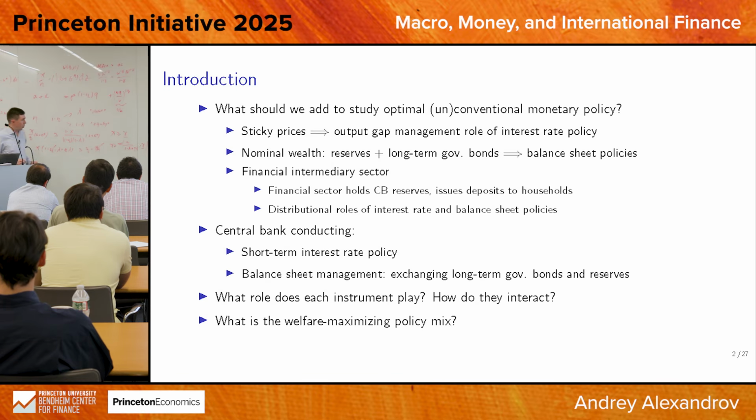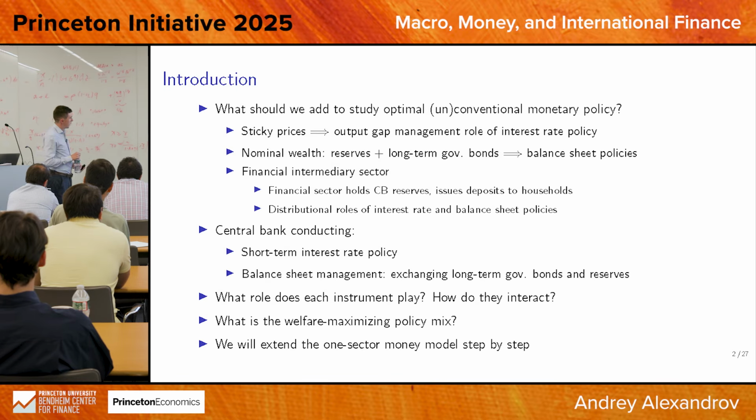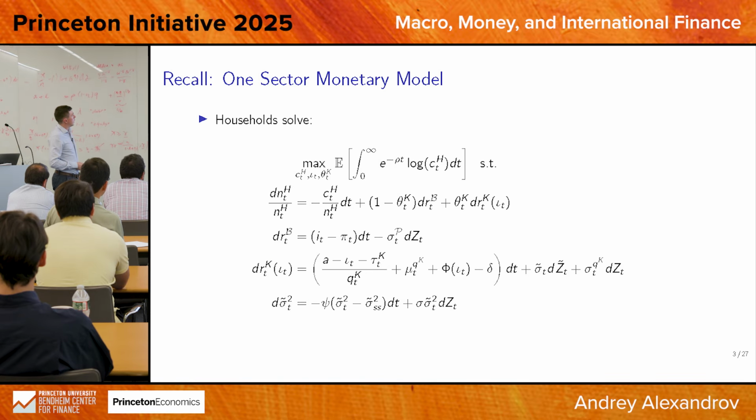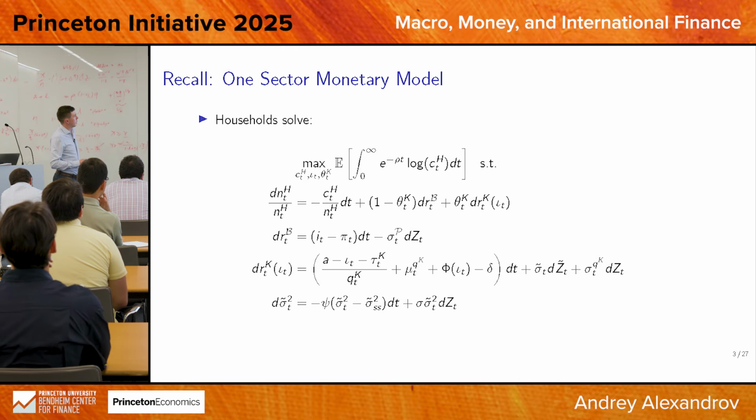All right. So, and as I said, we will try to do it kind of step by step, and we will start from the one sector money model as introduced by Marcus, at least some of its versions. So that's where we're starting from. We have just the households for now. They maximize their log utility of consumption. They choose how much to consume, how much to invest in capital, and their portfolio weight on capital. That's the evolution of their net worth that you have seen already many times.